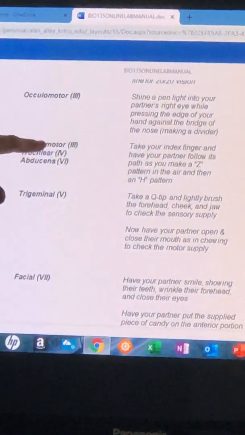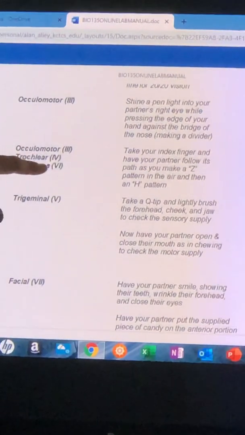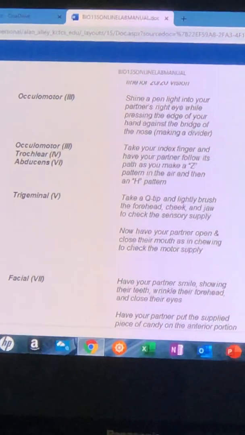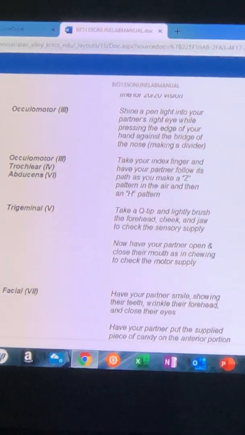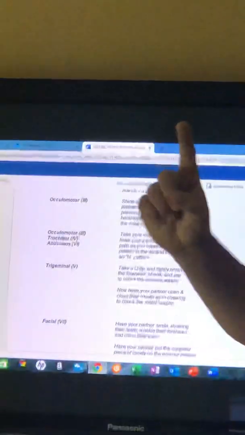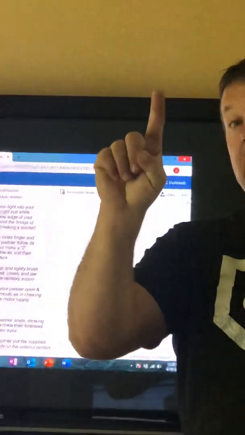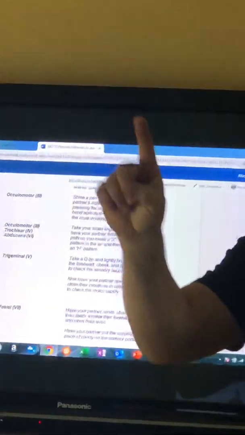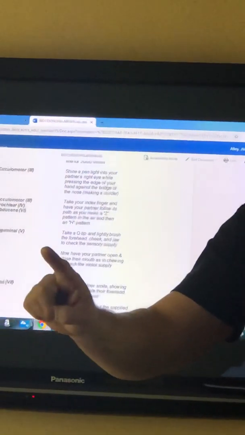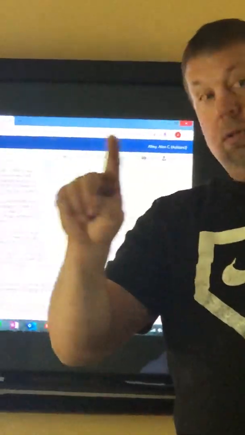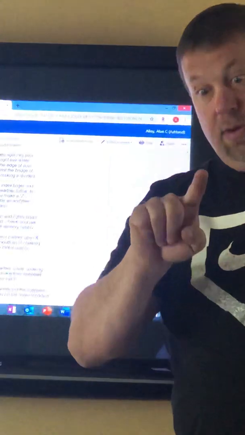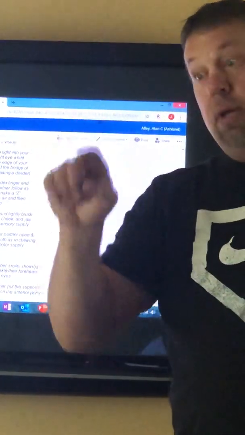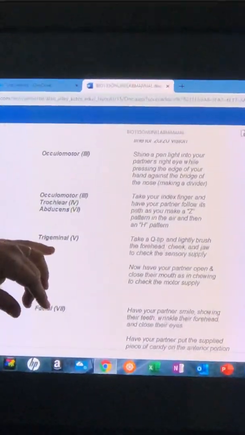Another way you check cranial nerve 3, and also cranial nerve 4 and 6, the trochlear and abducens, is to take your finger, I'm going to put my finger up here somewhere, and you tell the patient to follow your finger, and you draw a Z pattern, and if you watch my eyes, I'm following it, and you draw an H pattern without them moving the head, and you watch the eyes, how they track that. These all move the eyeball. That is their function.